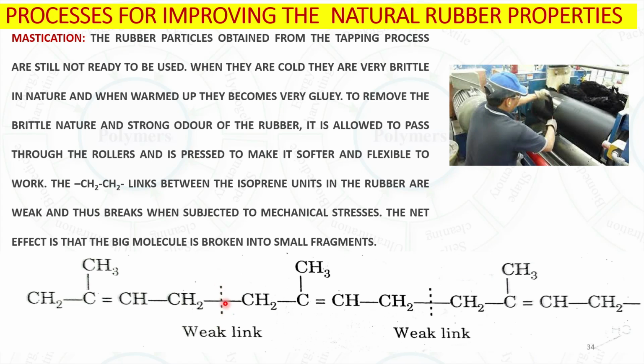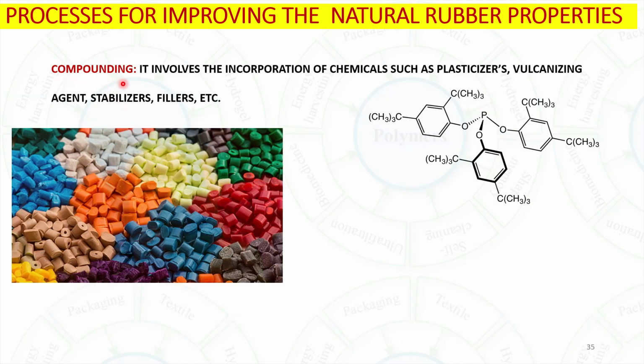Okay, so what is the net effect? Basically the net effect is this big molecule will break into small fragments, right? So you need to make this particular bond strong. How can we do this? Let us see. Compounding. When you do the compounding, various compounding compounds are there, that means chemicals are there. One such compound, the picture I have shown you, this particular compound here. Like this, many other chemicals are also there for the compounding processes.